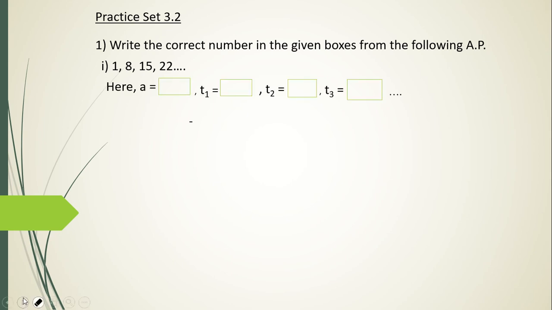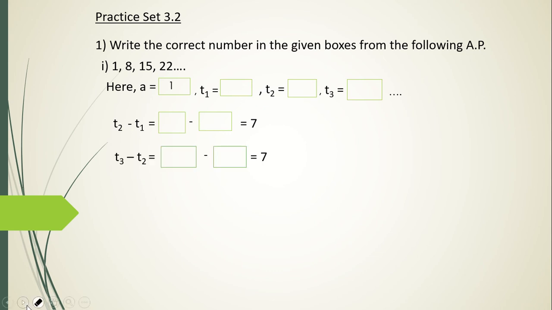So this is quite simple. Here the AP is given: 1, 8, 15, 22. So the first term is what? 1. So here you will get A is equal to 1. And T1, T1 means the first term, so T1 is also going to be 1. T2 is 8 and T3 is 15. That's it. And now T2 minus T1. What is the T2 number? What is the T1 number? Just write it there.